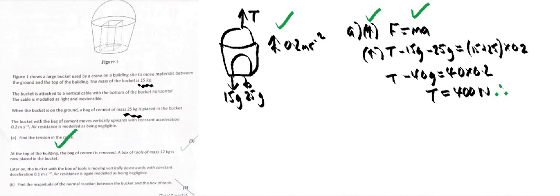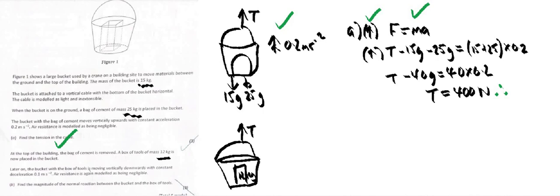Right, now for B. At the top of the building, the bag of cement is removed and a box of tools with a mass of 12 kilos is put in. So, you know what? I'm going to draw another diagram. So I've got tension, I've got my bucket, and inside my bucket, I've got my box of tools, which weighs 12 kilos. Okay. Air resistance again is negligible.